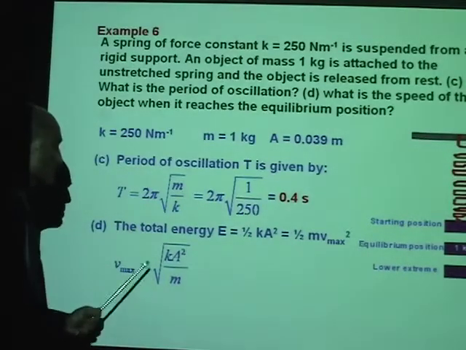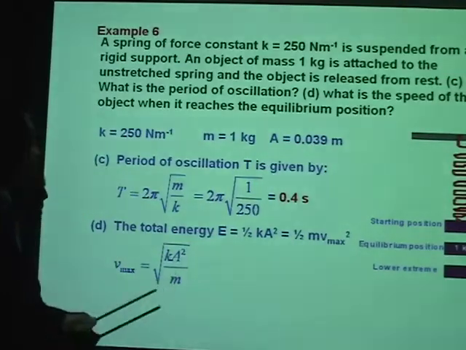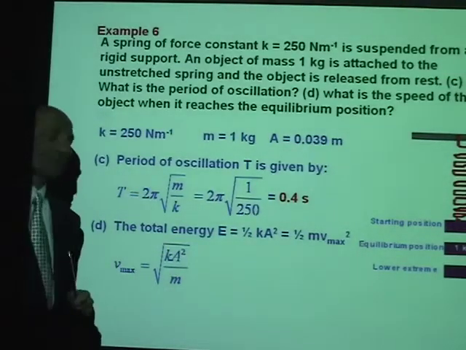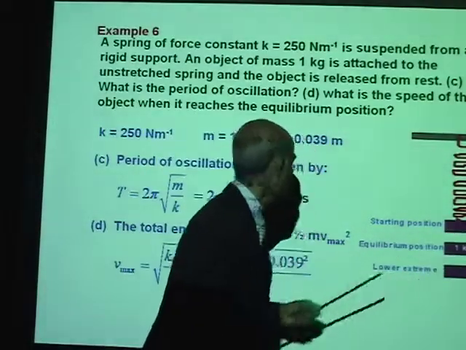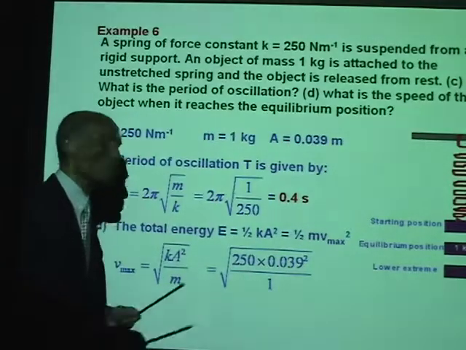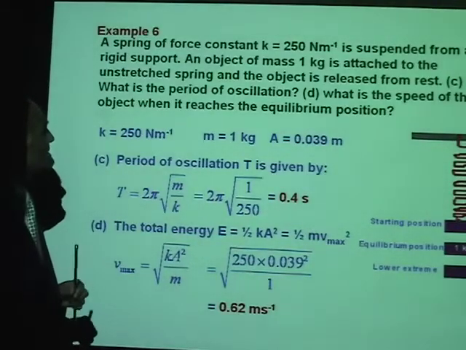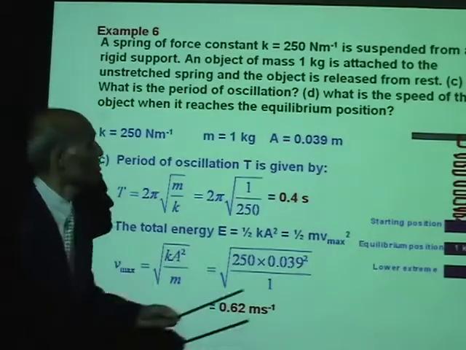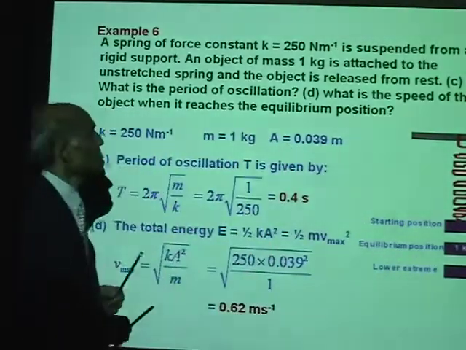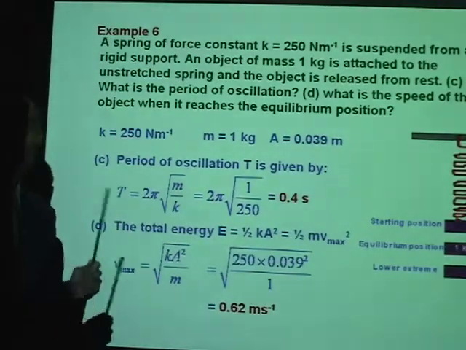V max equal to square root of k a squared over m. Do we know all these values? Yes, we know our k, we know our a, the amplitude, and we know our m equal to 1 kilogram. So that will be 0.62 meter per second. And that is the velocity when the object reaches the equilibrium position. Okay, this is again a very important type of question. Please take some time and review it.